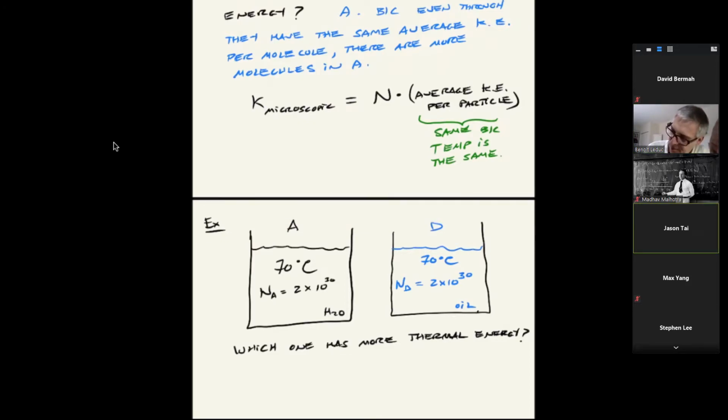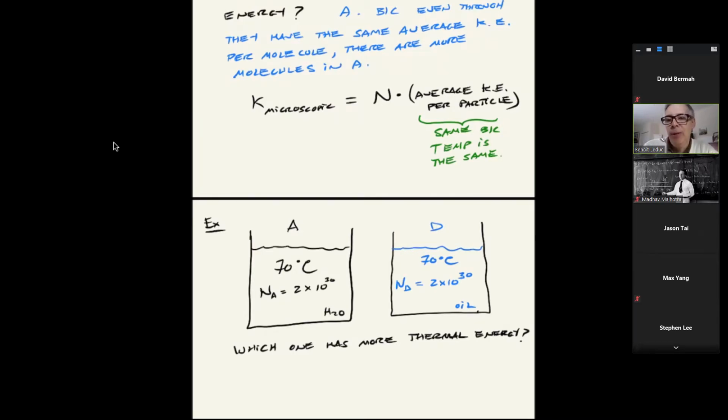The average kinetic energy per particle is the same, and the number of particles is the same. What does that infer? The microscopic kinetic energy is the same. Very good. So the same number of particles, same temperature, so they all have the same average kinetic energy per particle. They have the same number of particles. Therefore, the microscopic kinetic energy of A and D is the same, right?